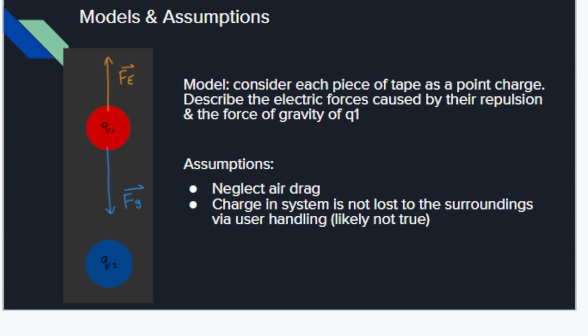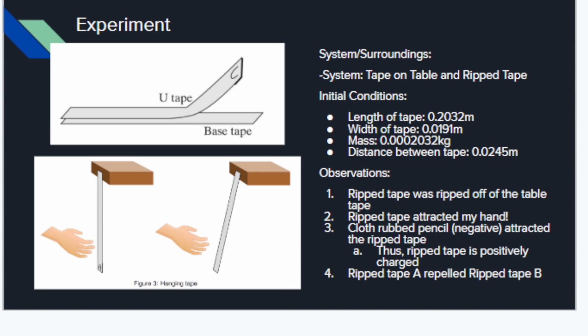We must assume that there is no air drag and that the charge in the system is not lost to the surroundings via user handling, which is likely not true. The experiment setup is as follows. The system is the tape on the table as well as the ripped tape.